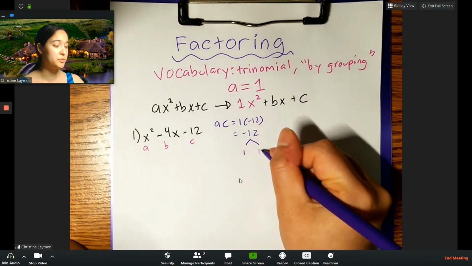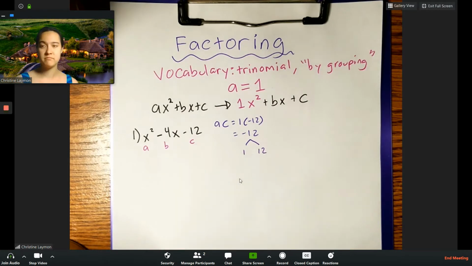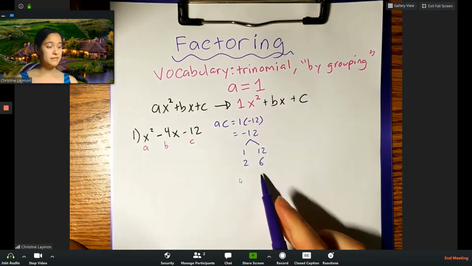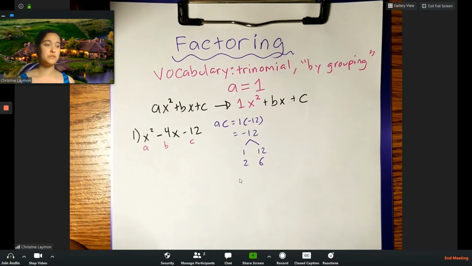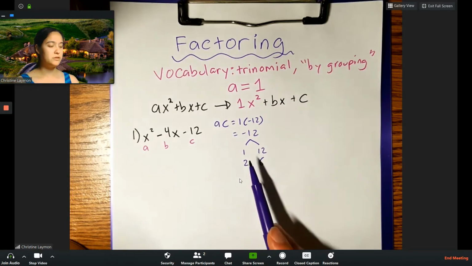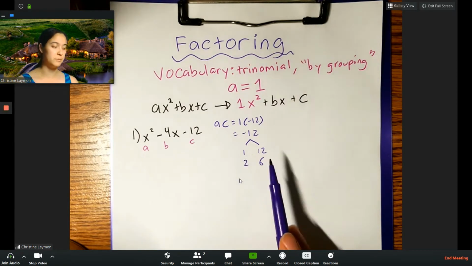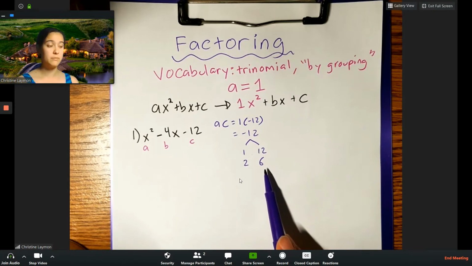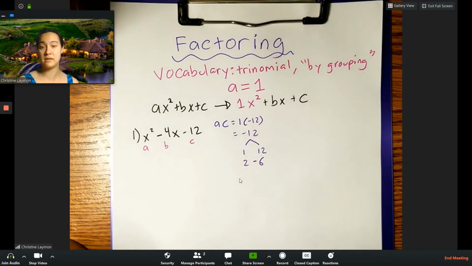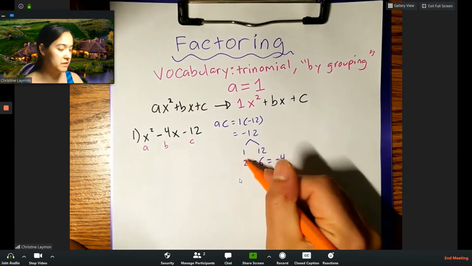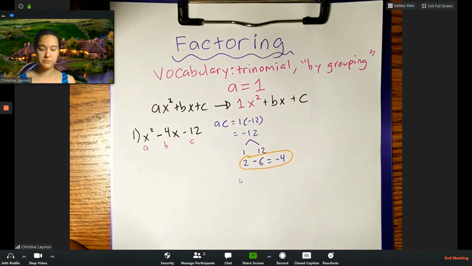I'm considering 1 and 12. That gap is way more than 4. It won't work. I look at 2 and 6. Okay, 2 and 6 has a gap of 4. Now the question is, which one's positive, which one's negative? Well, if I do positive 2 minus 6, I'll get negative 4. If I did negative 2 plus 6, I would get positive 4. So I must do the one where the 6 is negative, because again, 2 minus 6 gets me that negative 4. So this is the one that I'm going to use. Right now, I'm going to go ahead and show it the long way using grouping, and then afterwards I'll point out the shortcut.